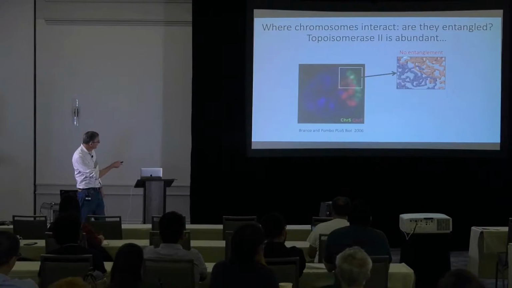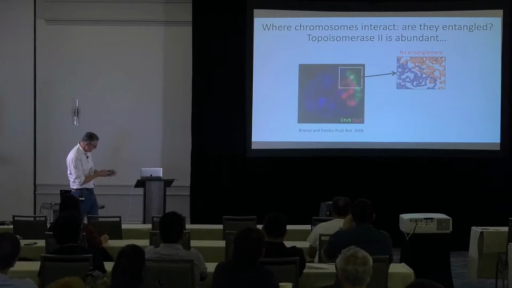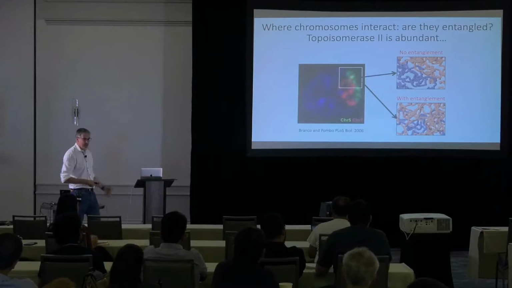So here we have an interface between two chromosomes without topological entanglement. They overlap to some extent. There's certainly one territory that invades another, but to what extent? With topological entanglement, you can imagine the chromosomes can invade each other to a much larger extent. So what is that?